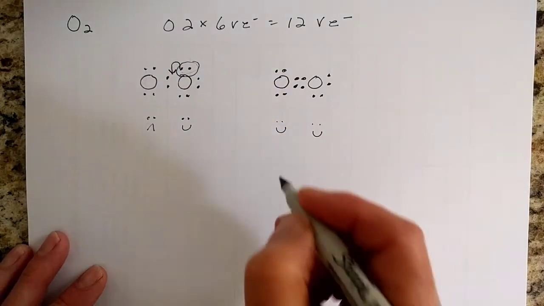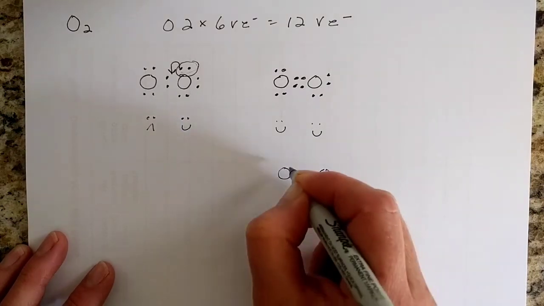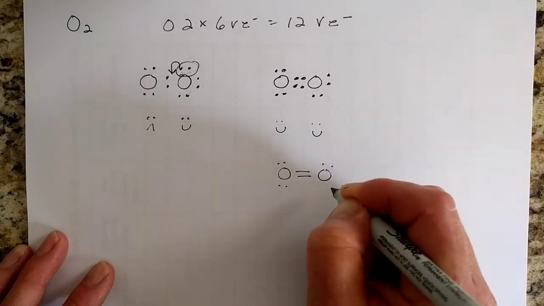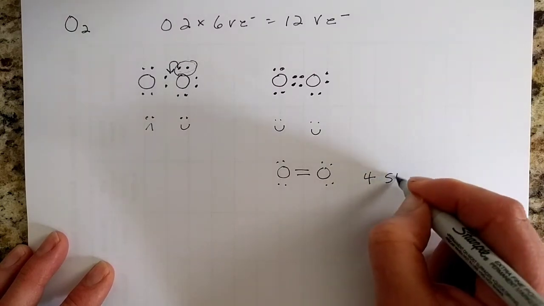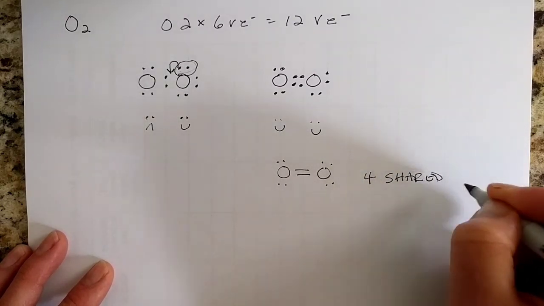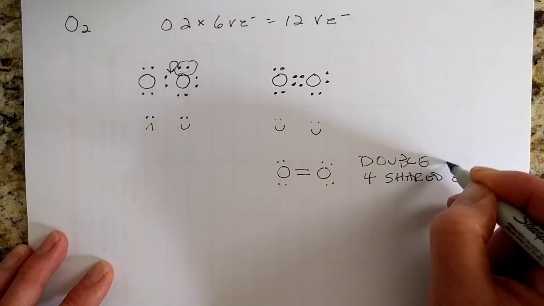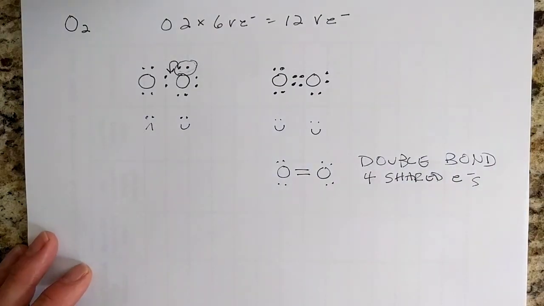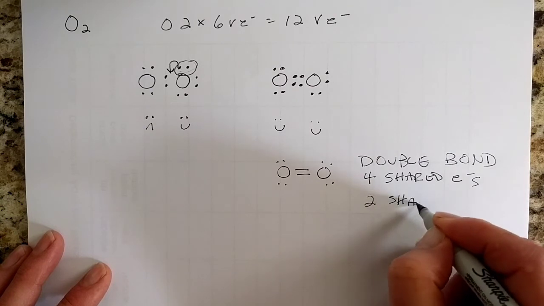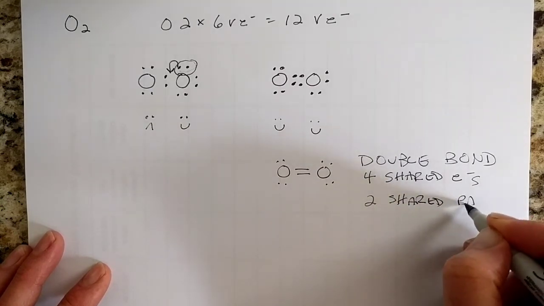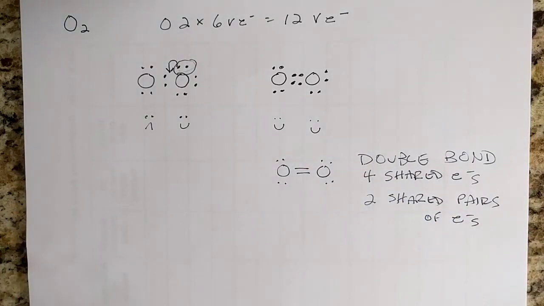So we can write this as O, 2 lines, O, and these 2 lines represent 4 shared electrons, and this is what we call a double bond. We have 4 shared electrons, or we could say we have 2 shared pairs of electrons for our double bond for oxygen.